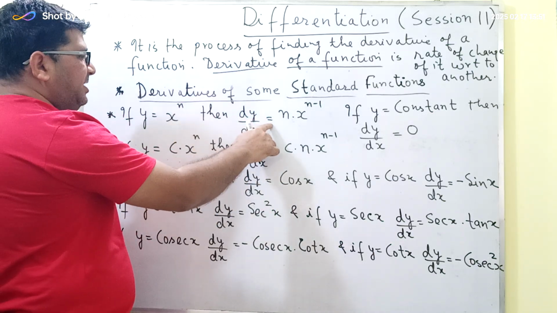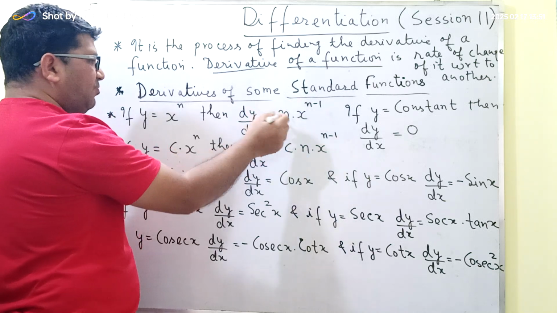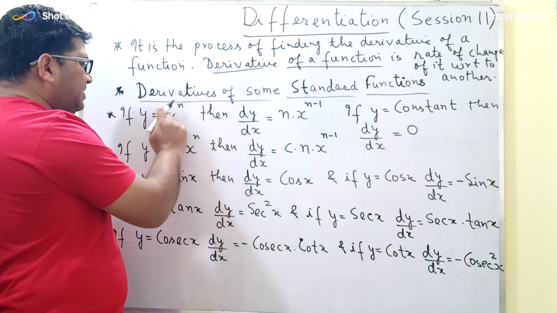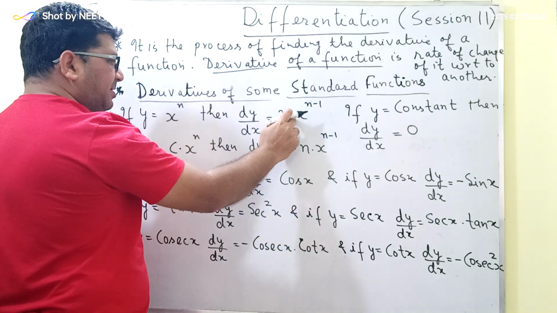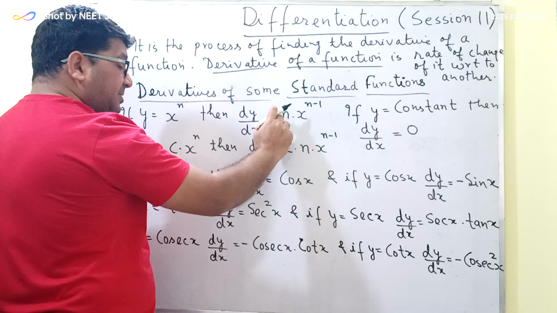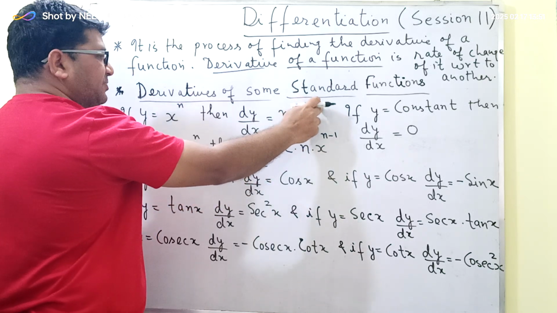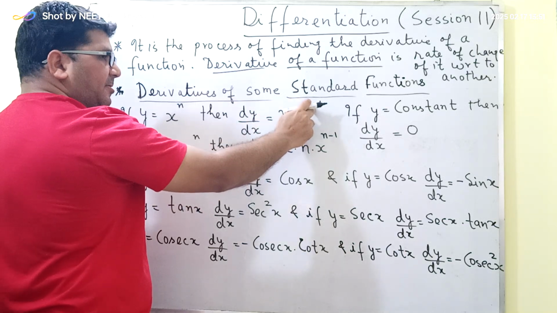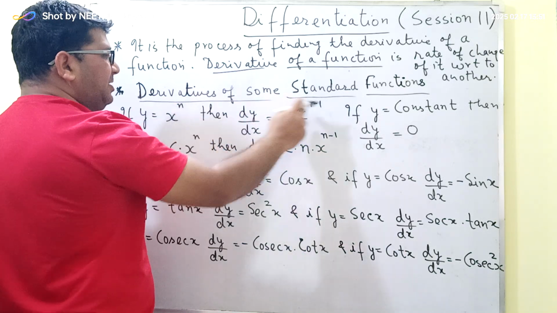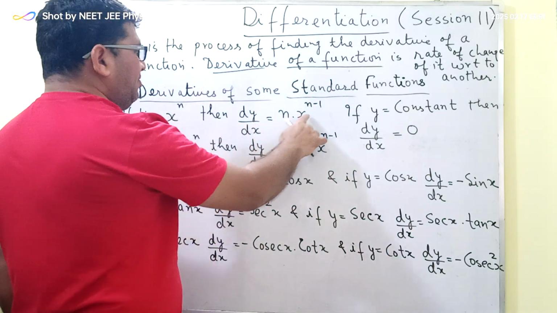Now dy by dx जो है वो is equal to n into x^(n-1). So what we have done is we have simply brought this n down here, n को नीचे लिख लिया, फिर this n is multiplied by x to the power n minus 1. That is, we have subtracted 1 from the power. So अगर यहाँ पावर n लिखी हुई है, so यहाँ पे हो जाएगा आपका n minus 1. So dy by dx is equal to n into x^(n-1).